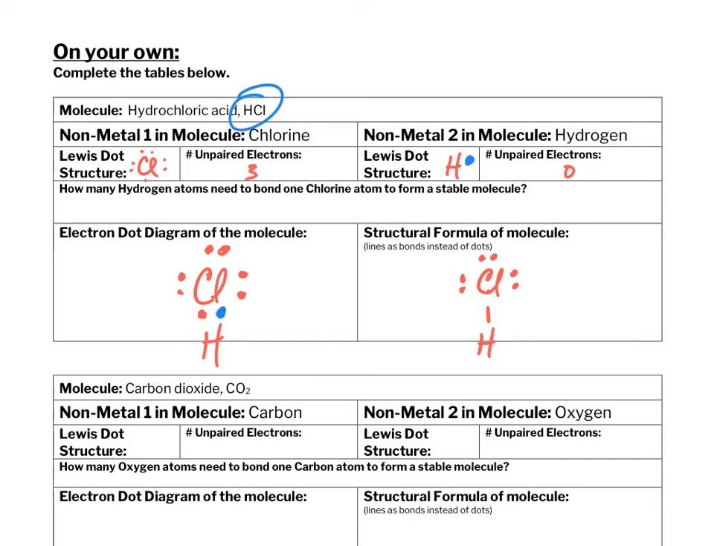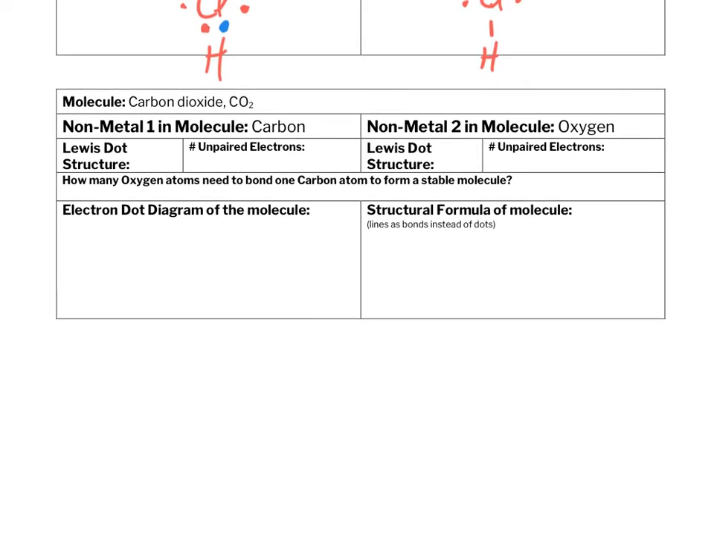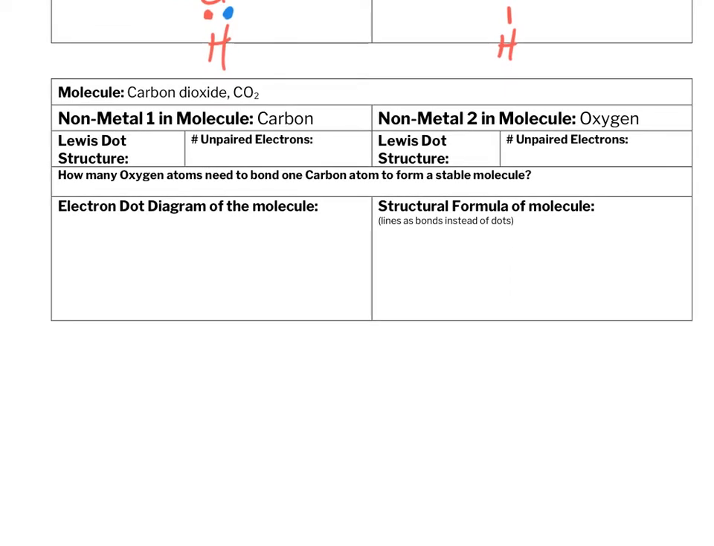All right, let's look at this one, carbon dioxide again. We already did this one a couple times now. We've got carbon with 4 dots, and then we have oxygen, O with 6 dots, and we're going to need 2 of them in the formula there.